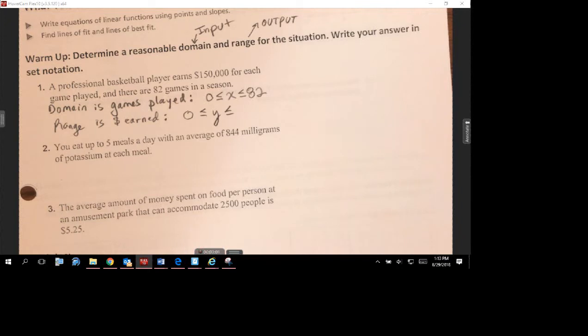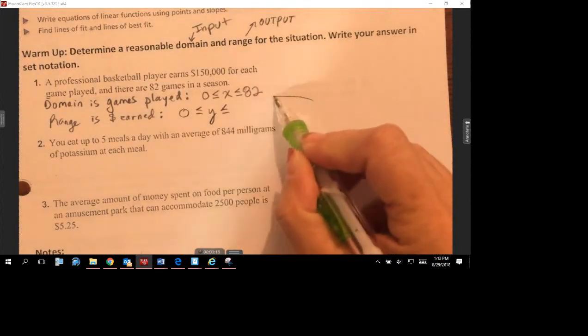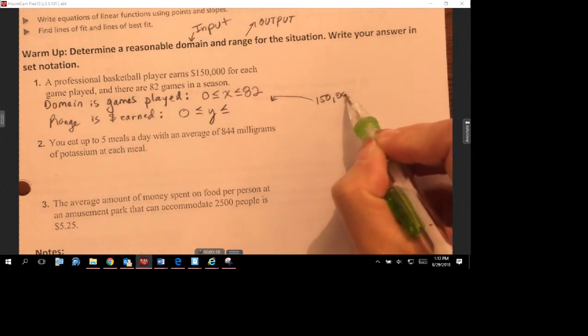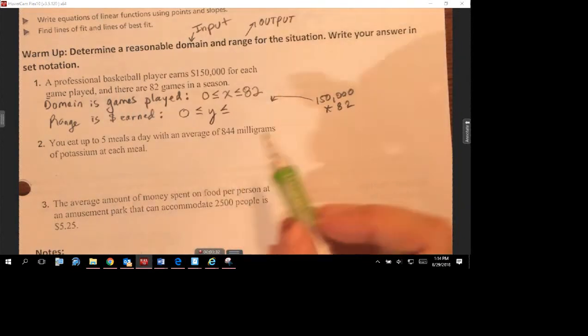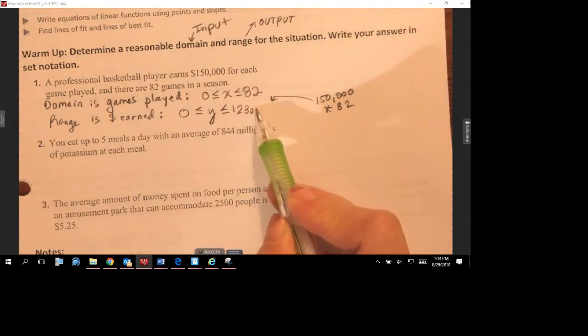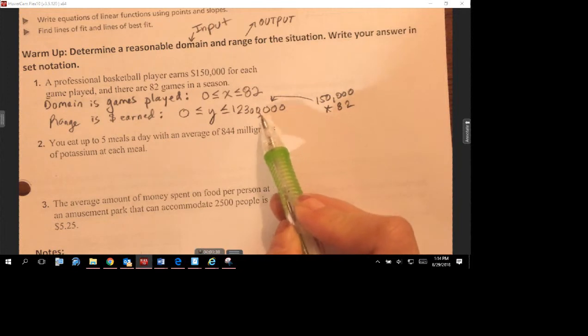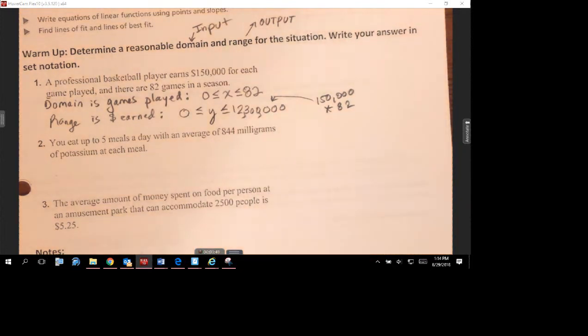You mean 150,000? Okay, yes. I'm trying to figure out where we got that number. 150,000 multiplied by how many? 82. So go ahead and shortcut that answer. I'm going to do it by hand. $12,300,000.